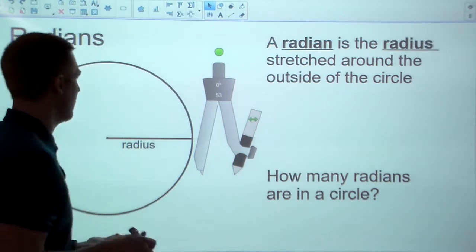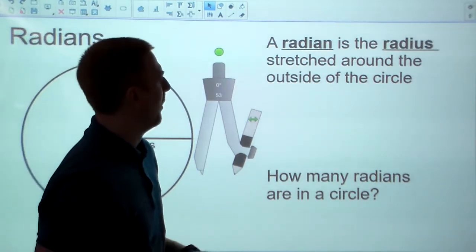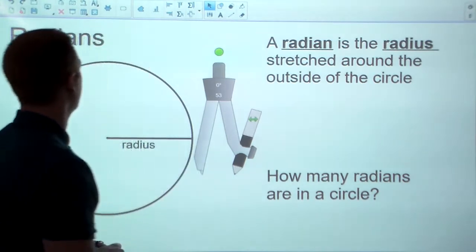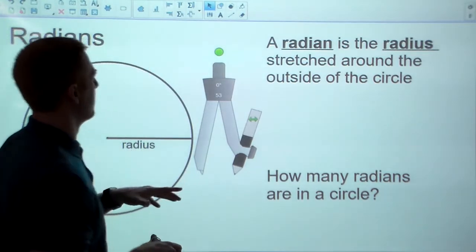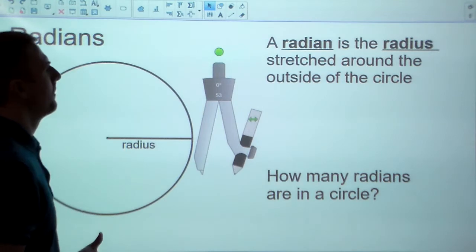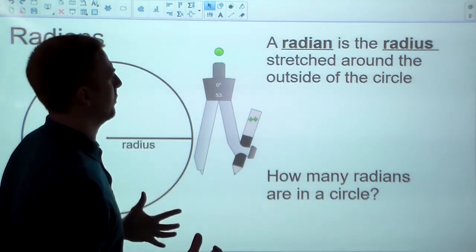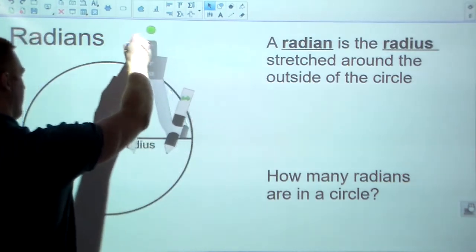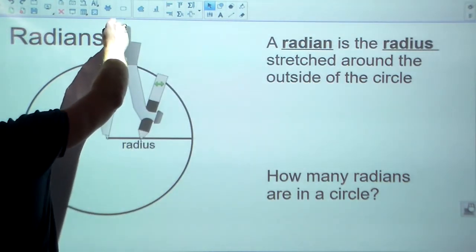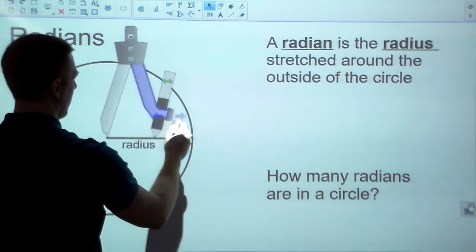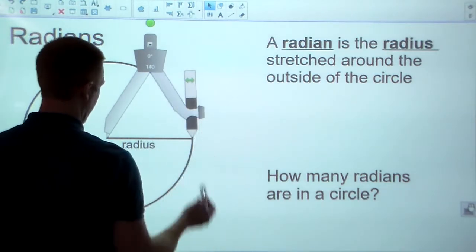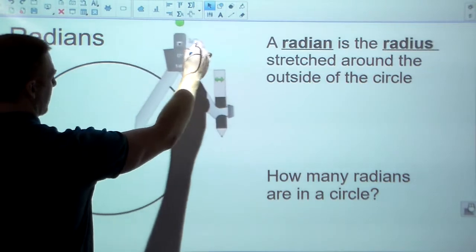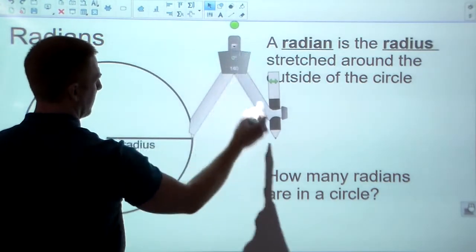And I usually would illustrate a point with a piece of paper and a circle in the room, but this will be good enough, I think. So I'm going to try to illustrate this point of where pi comes from and what a radian truly is. It says a radian is a radius stretched around the edge of a circle. So what I'm going to do is take my compass and set it so it's as big as the radius of the circle. And then I'm going to move it out to the edge.